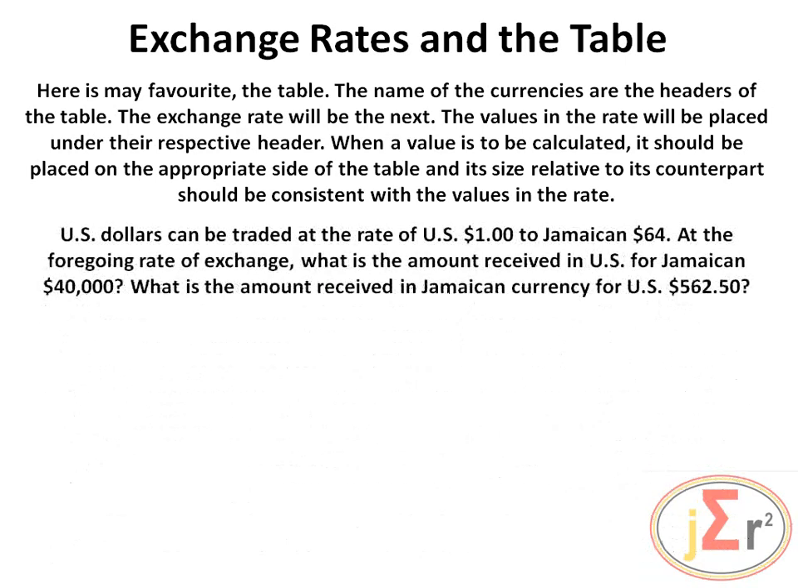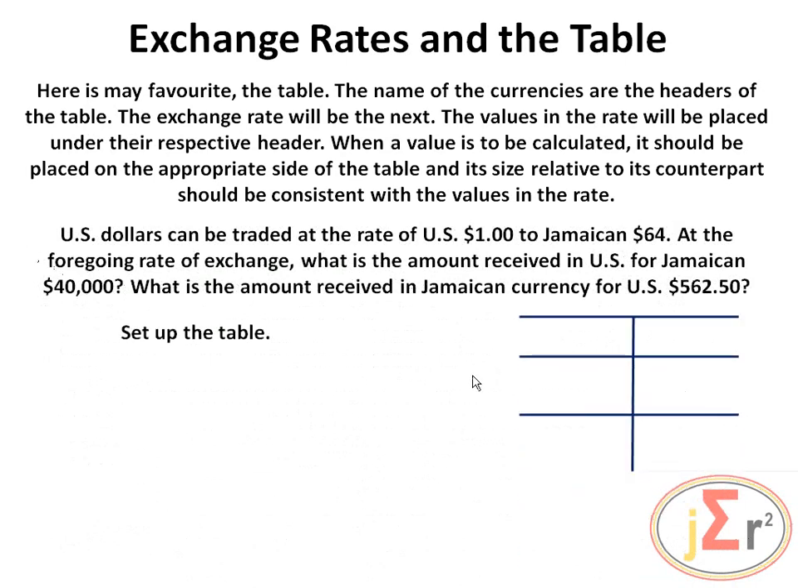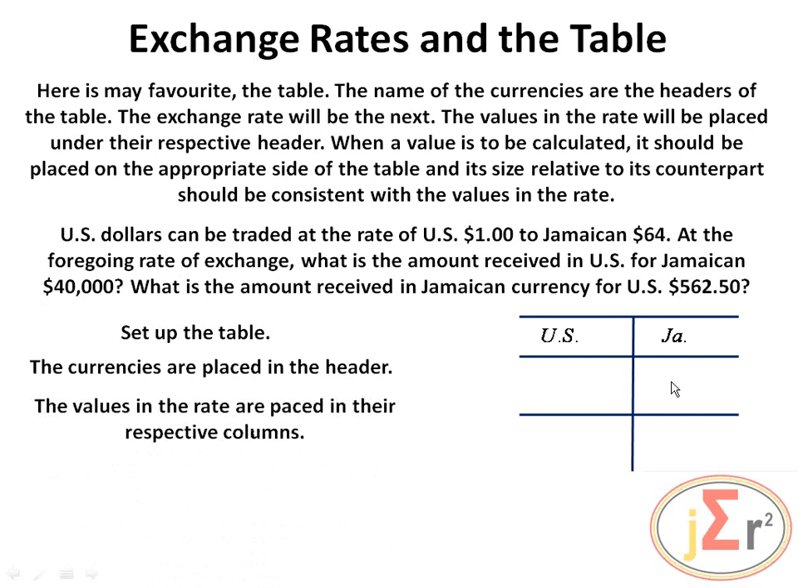We're going to be using the exchange rate. So we set up the table first. We put in the headers. The US is over here and the Jamaican is over here. US here, Jamaican on this side. Now what is asked first? What is the first question that we have? So what is the amount received in US for Jamaican $40,000? So $40,000 Jamaican will go right there, occupying the Jamaican side.